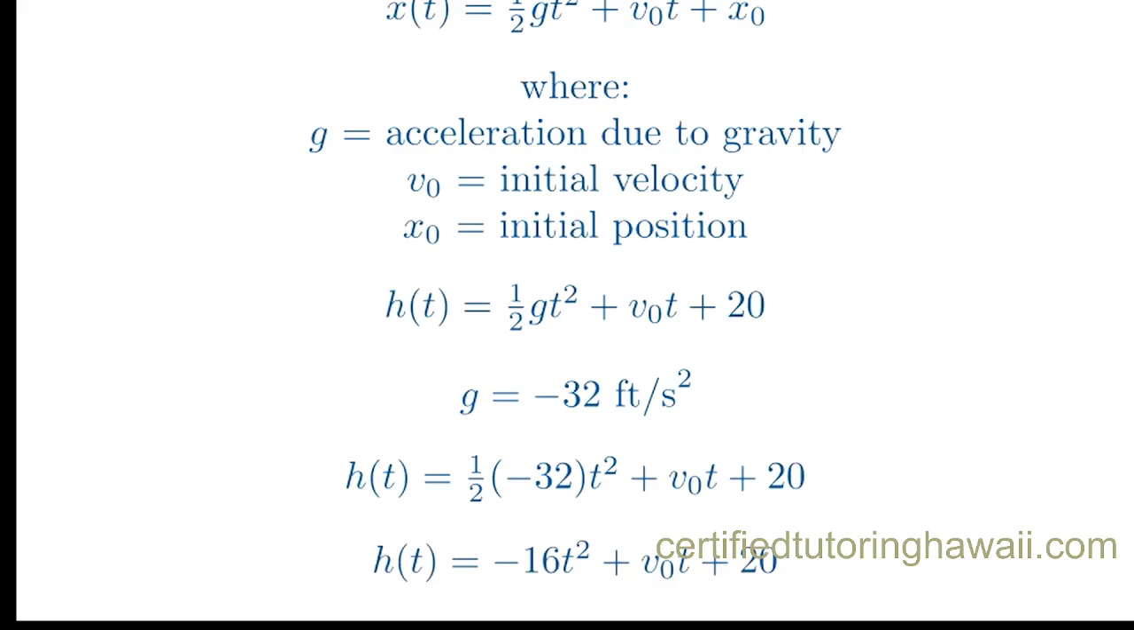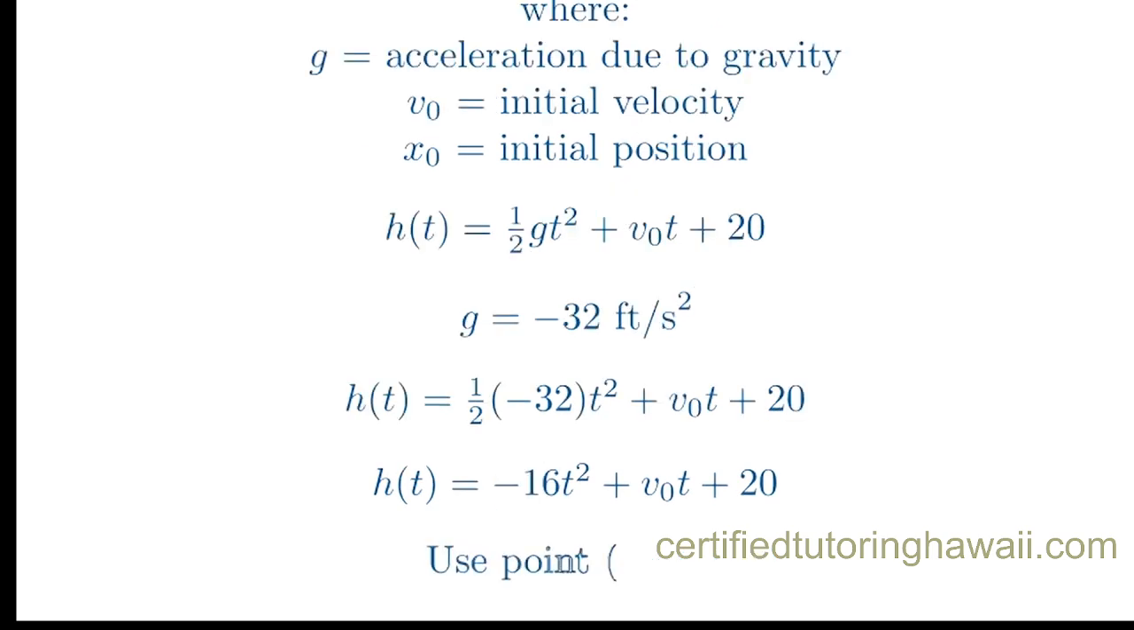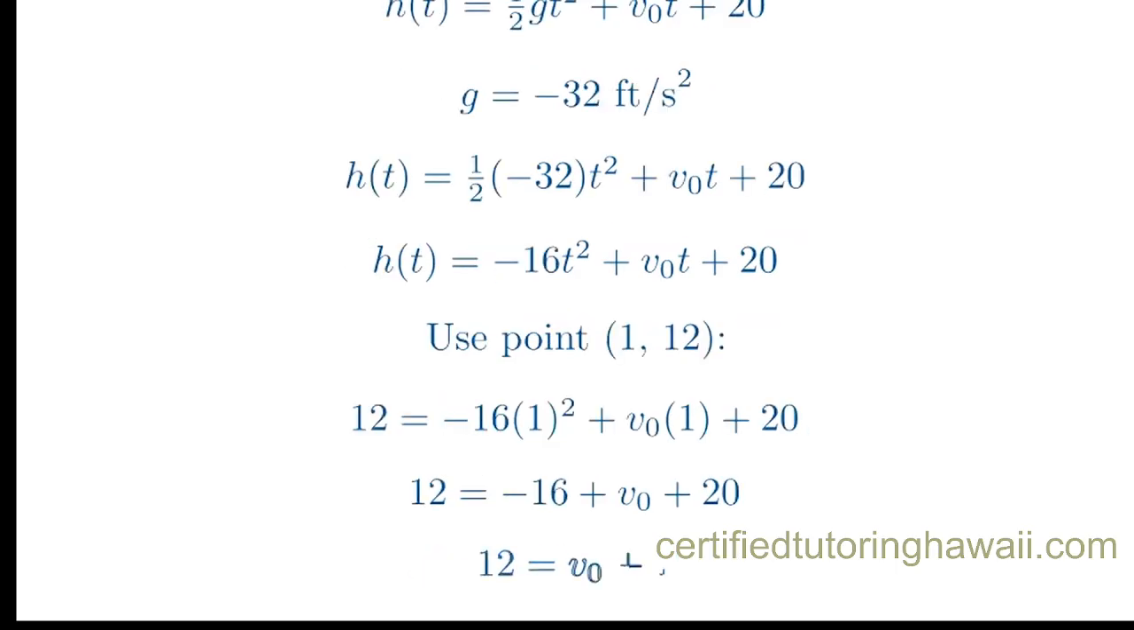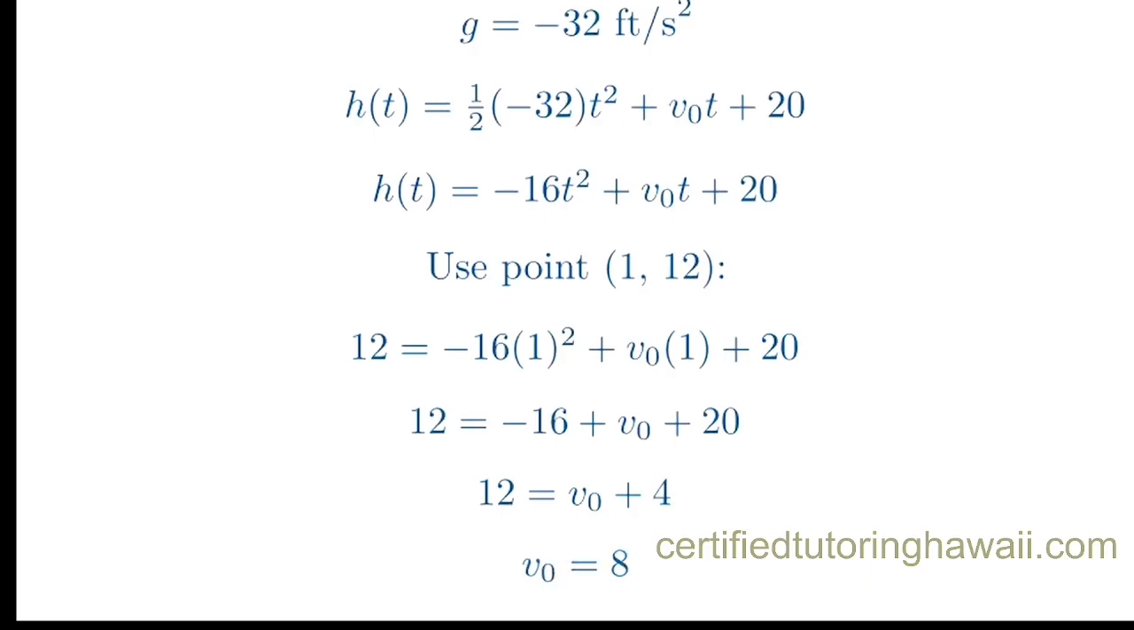We can find the initial velocity, v0, using the information from the problem. At 1 second, the height is 12 feet. So, 12 = -16(1)² + v0(1) + 20. This simplifies to 12 = -16 + v0 + 20.